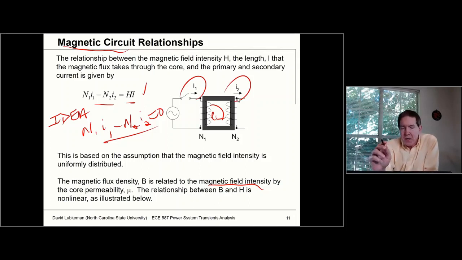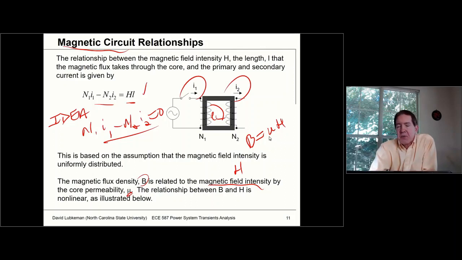core. Now, this magnetic field intensity H is related to the core magnetic flux density B by what we call core permeability, given by mu. A lot of times, if we're talking about a linear circuit, the relationship between B and H, the magnetic flux density and the magnetic field intensity, is such that B is equal to mu times H. If we had a linear material, this mu term is going to be constant.